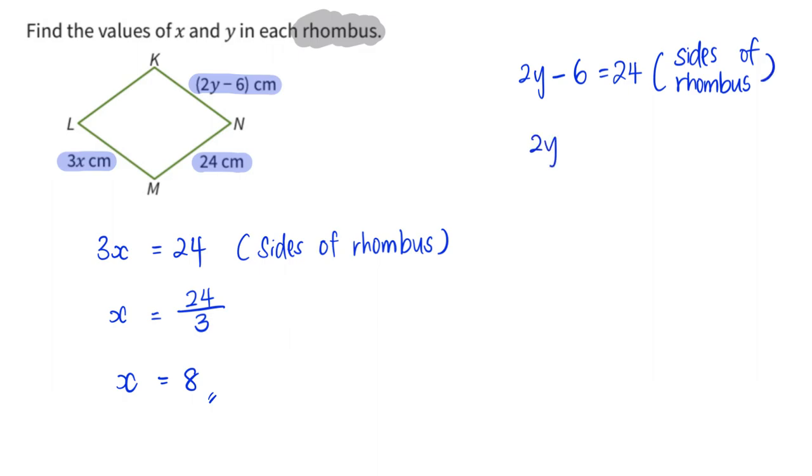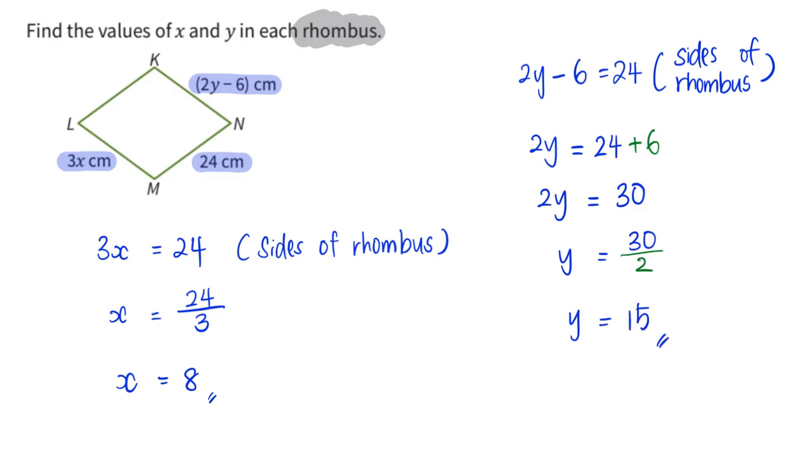So from here, I will then be able to solve for this. I plus 6 on both sides, so that I will get a 2y equals to 30. After which, just need to divide by 2 to give me the final value of y as 15.